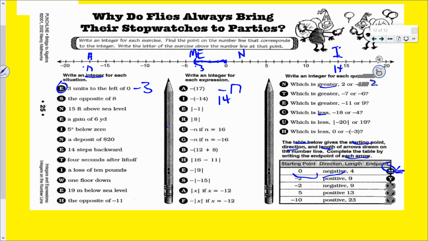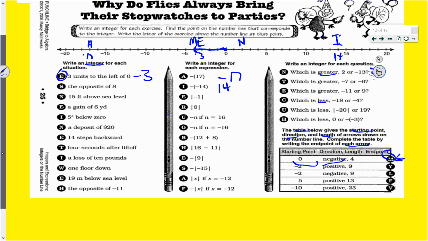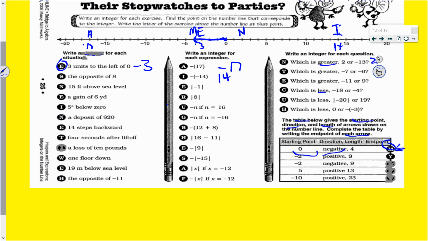Make sense? Okay, let's talk about a couple other ones that are really confusing if you don't understand what they're saying. And that's where we're going to use letters and substitute in. So, for example, letter U says the opposite of N if N is 16. So all I'm going to do is put the number that it says in for N. So what is the opposite of 16? Negative 16. So at negative 16, I get the letter U. Now, it says the opposite of N if N is a negative 16. So what's the opposite of negative 16? 16. So at 16, I'm going to get the letter G.